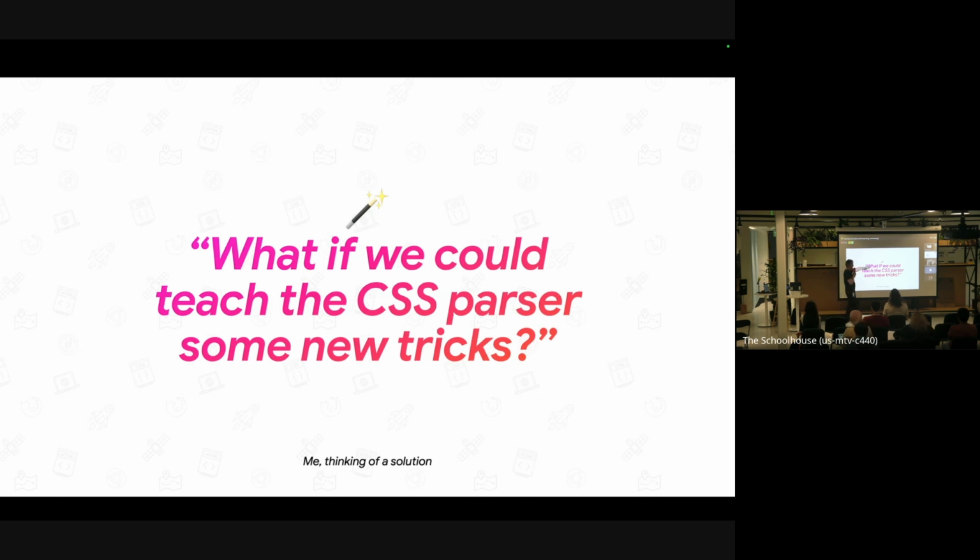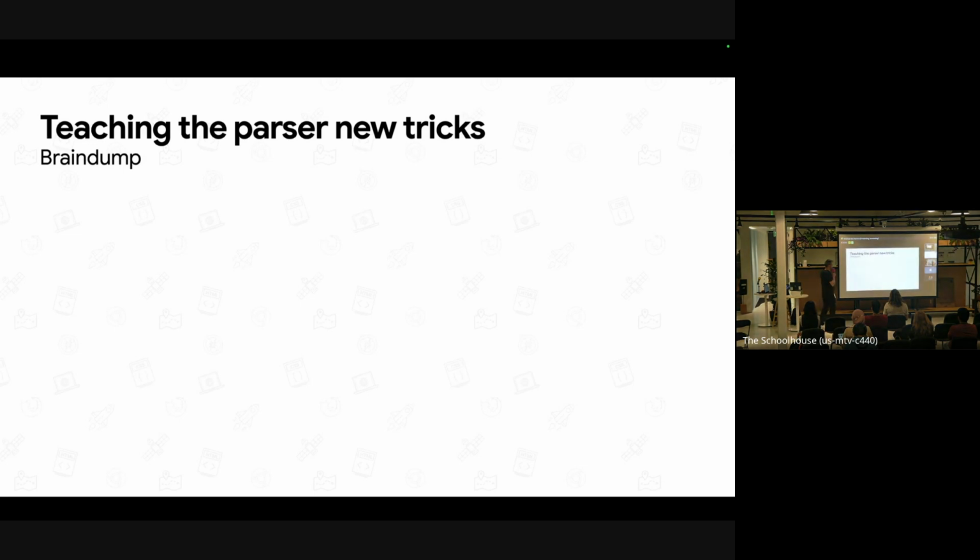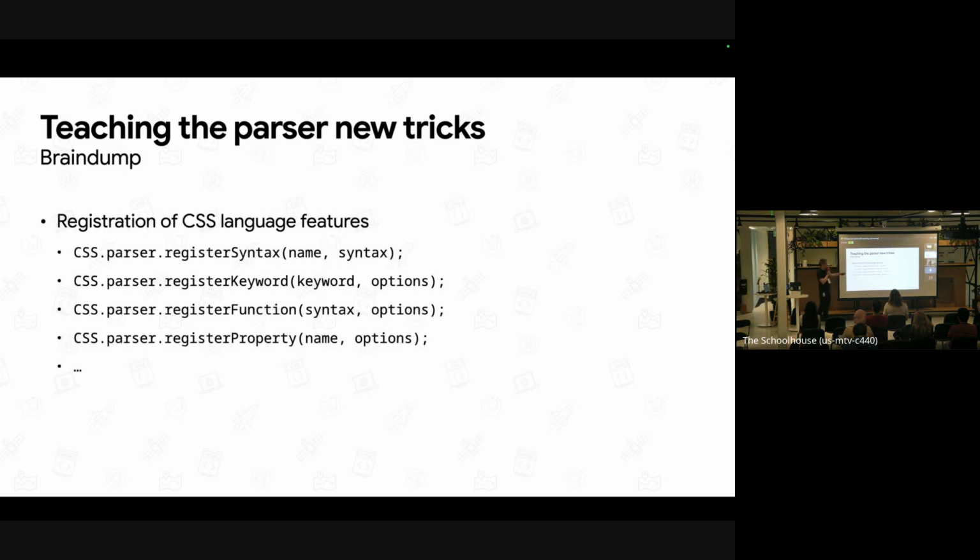And yes, I'm deliberately using this magic wand thing because this might remind you of Houdini from back in the day. There is some big overlap with it. So I was thinking, what if in JavaScript you had something like CSS.parser where you could access the CSS parser, and then you could do things like, this is just me brain dumping some things. What if you could say CSS.parser register a certain syntax, where you define a syntax that it can parse. Same with a keyword.